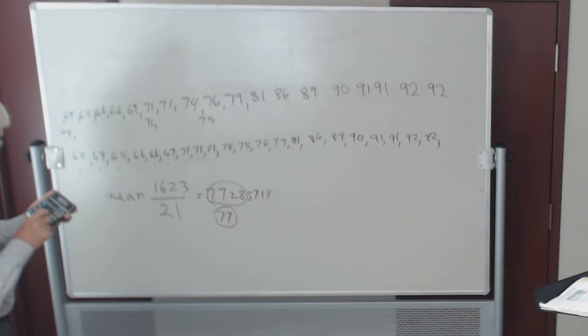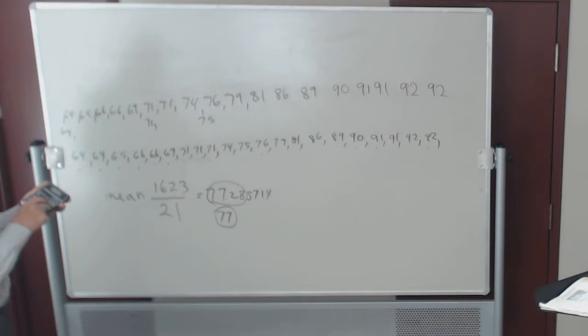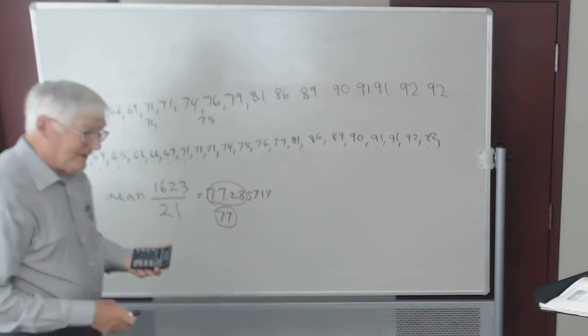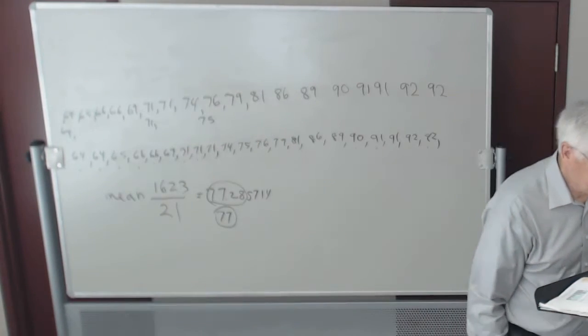77.28, but then if I round it off, it'd be 77.29, wouldn't it? 77.29 equals, oh no, what am I doing here? 77.29 times 21 equals 1623, there. Well, maybe I do need to keep those decimal points in there when I'm checking my work.